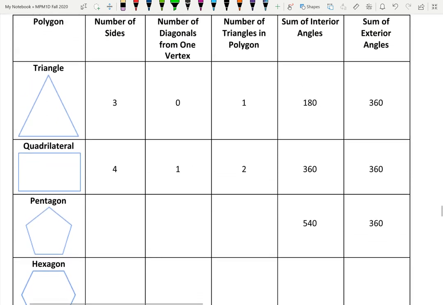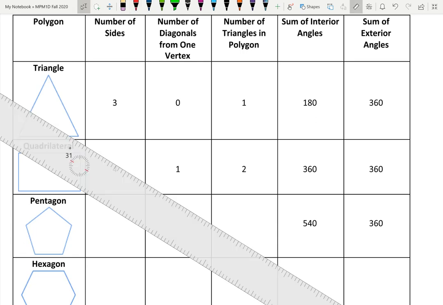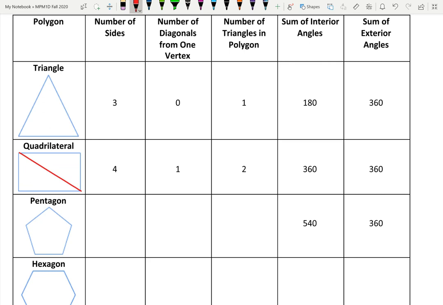Next, a quadrilateral. Number of sides, 4. Number of diagonals from one vertex to the other. Well, that would only be 1. I'm going to use a ruler just to keep everything neat. Okay, so one vertex to the other, I'm able to draw one diagonal, which then would create 2 triangles. Here's one triangle and here's a separate triangle.